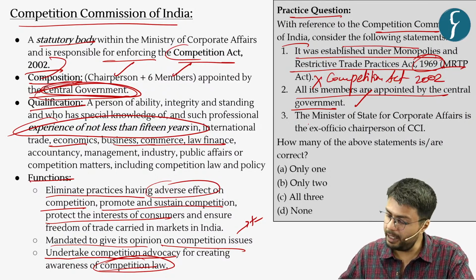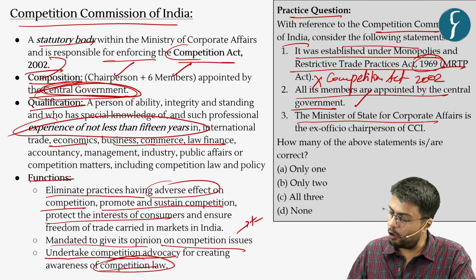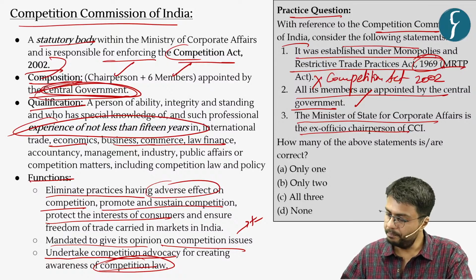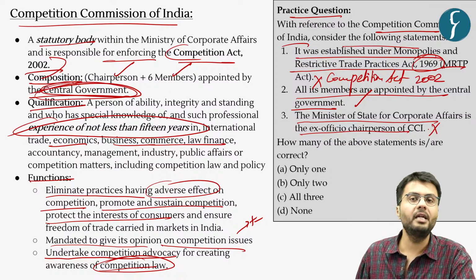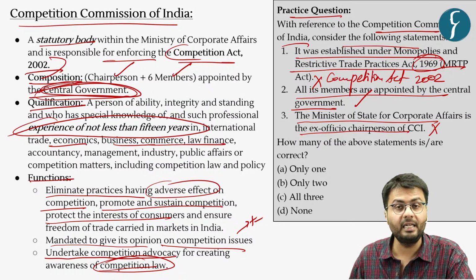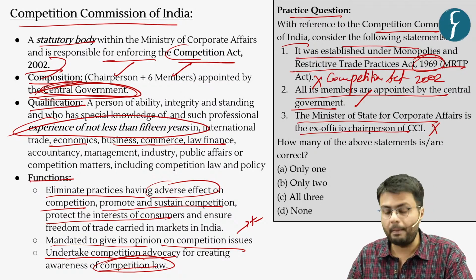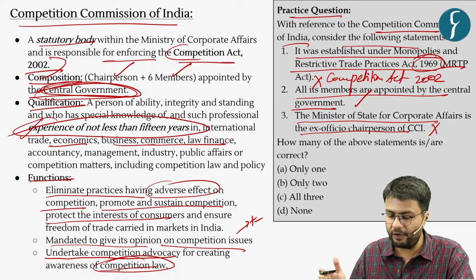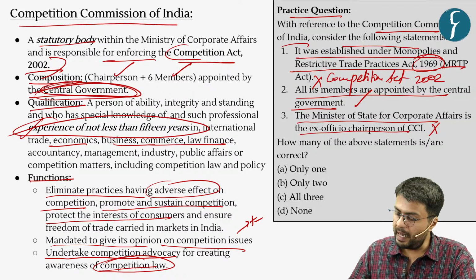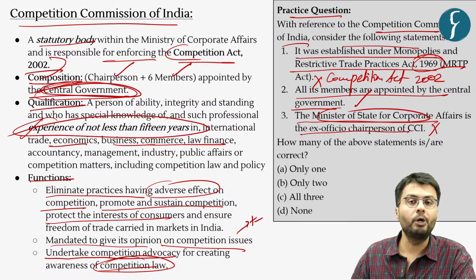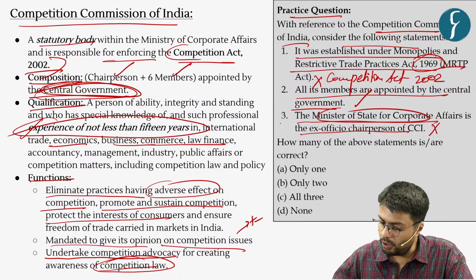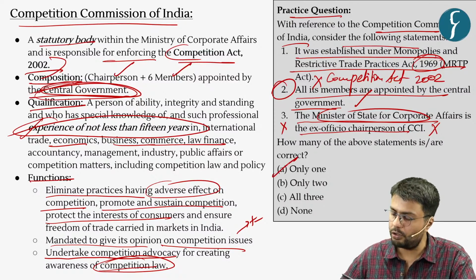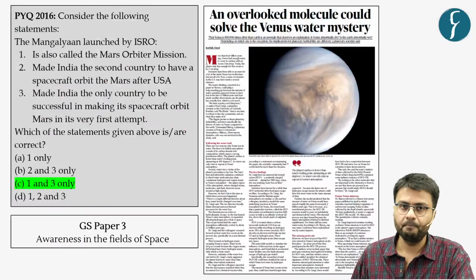The third statement, the Minister of State for Corporate Affairs is the ex officio chairperson of CCI, which again is an incorrect statement because I have already highlighted the chairperson as well as members are experts in the field of competition, business, public finance or commerce. Hence, these are not political appointees. So, the third statement is also incorrect. As only the second statement was correct, hence option A is the right answer.